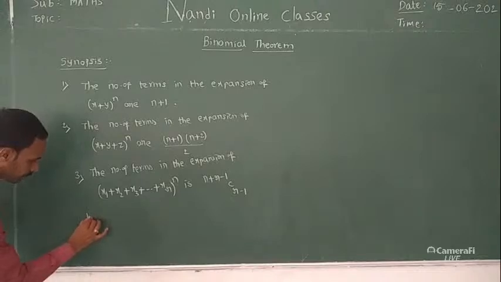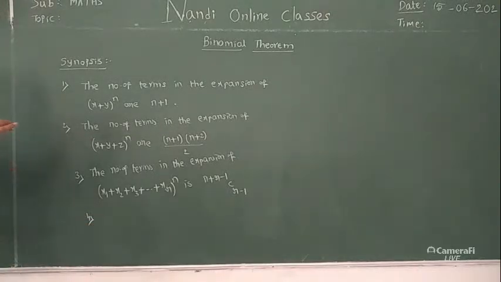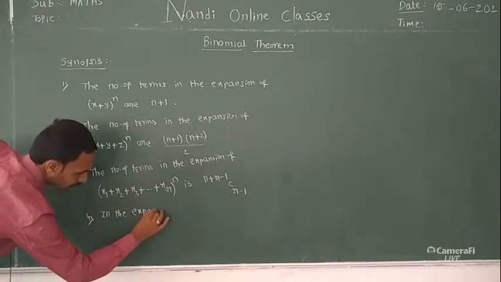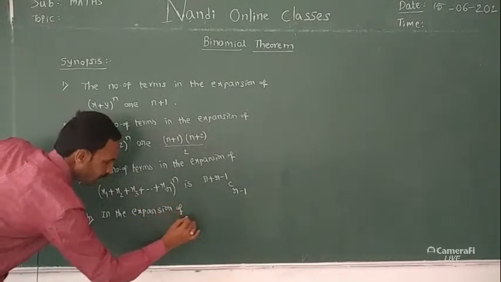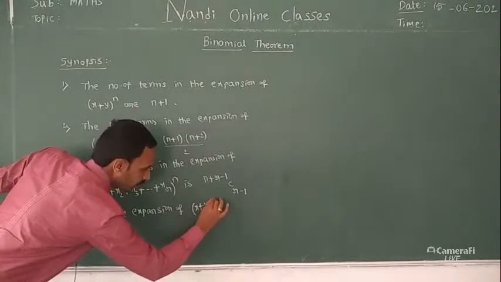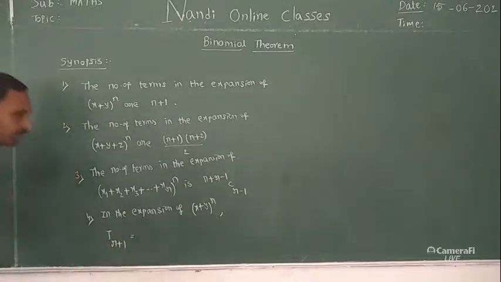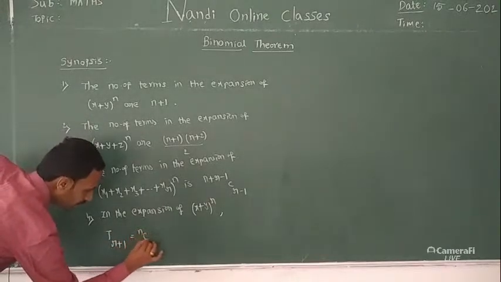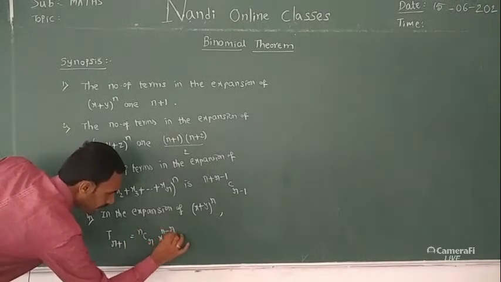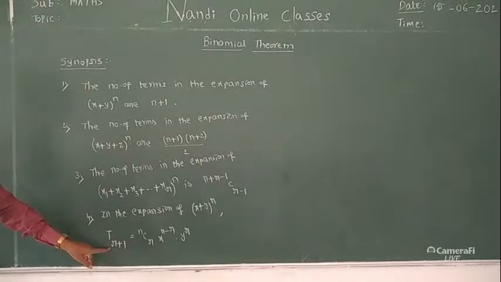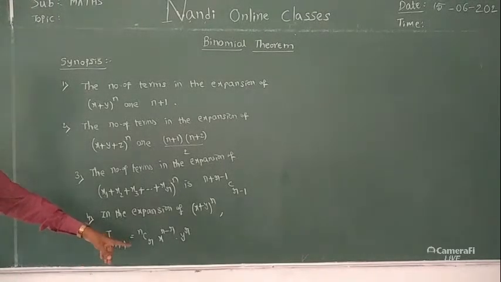And 4. In the expansion of (x + y) whole power n, the general term formula. The general term formula T(r+1), the (r+1)th term, is nCr into x power n - r into y power r.